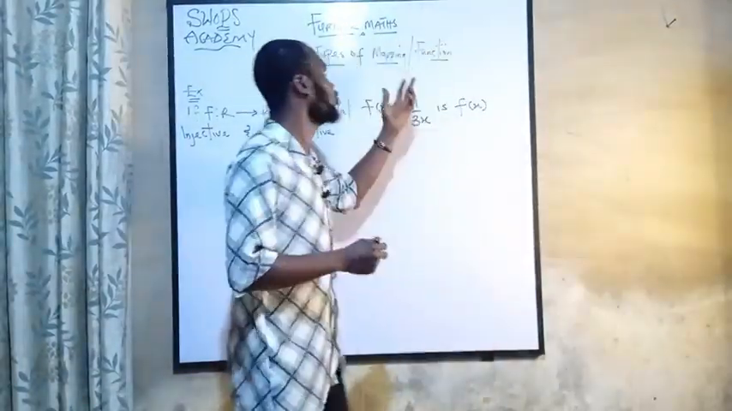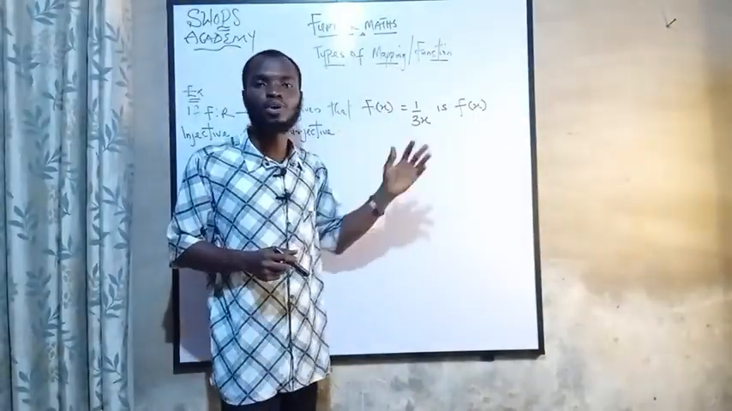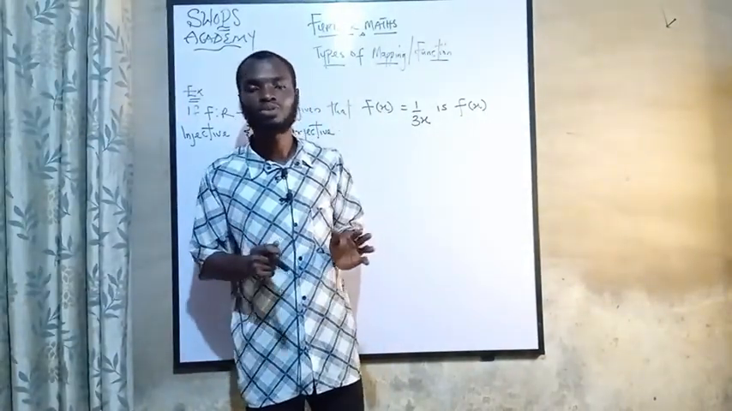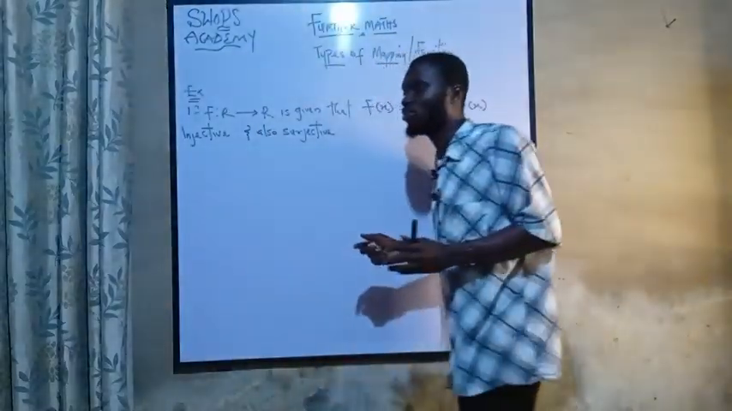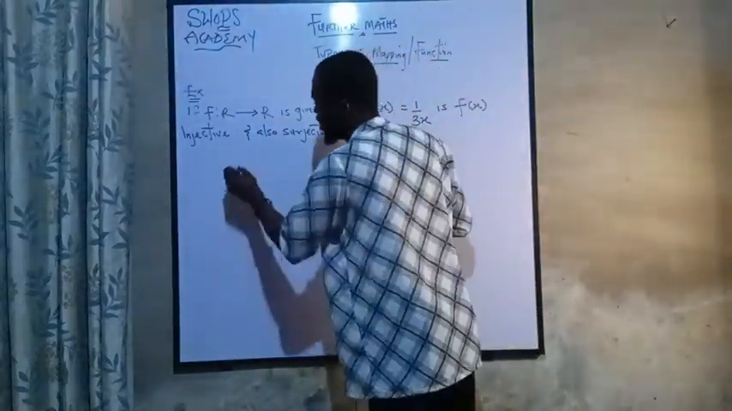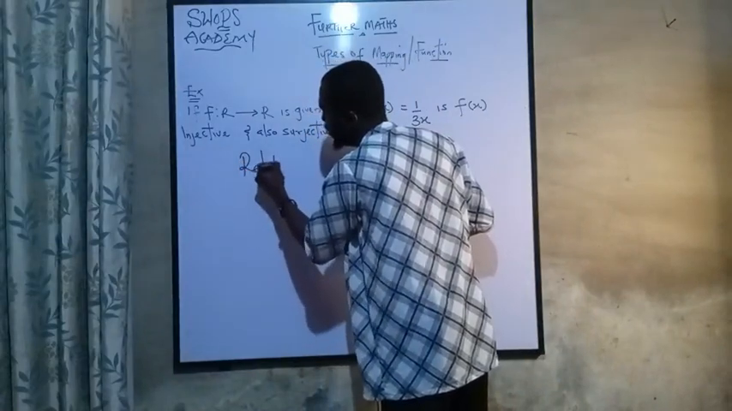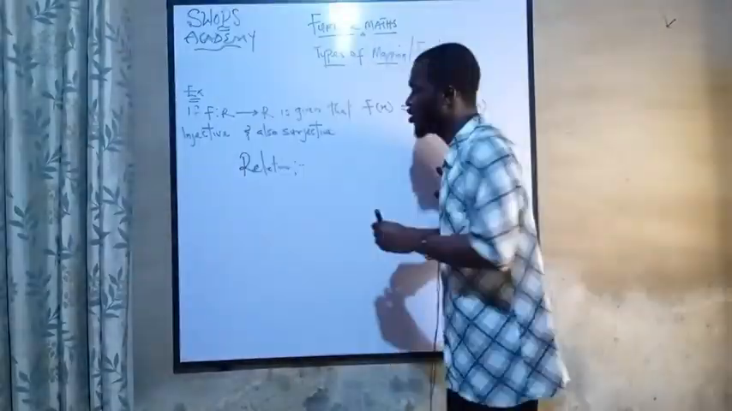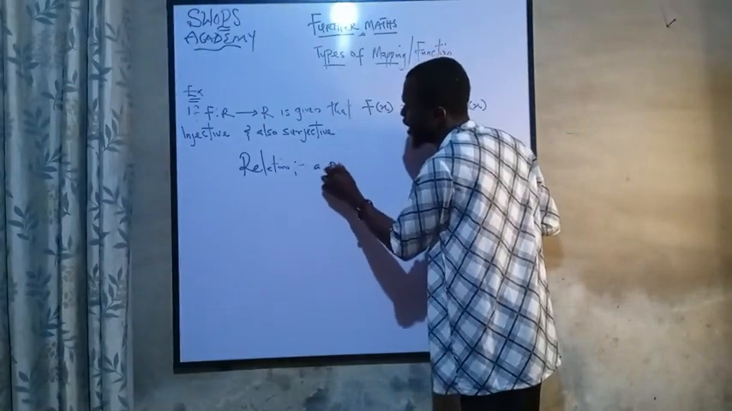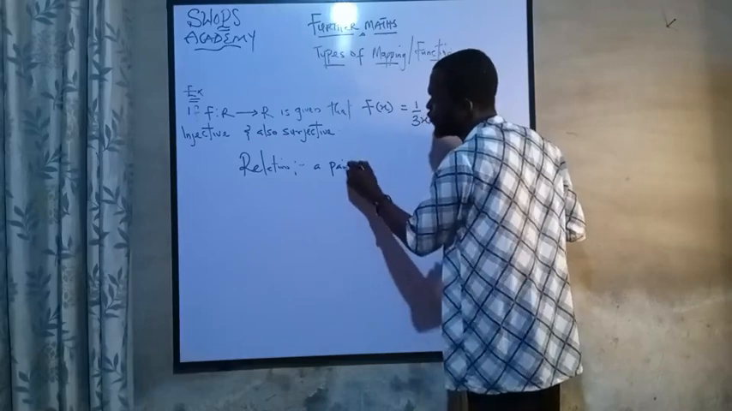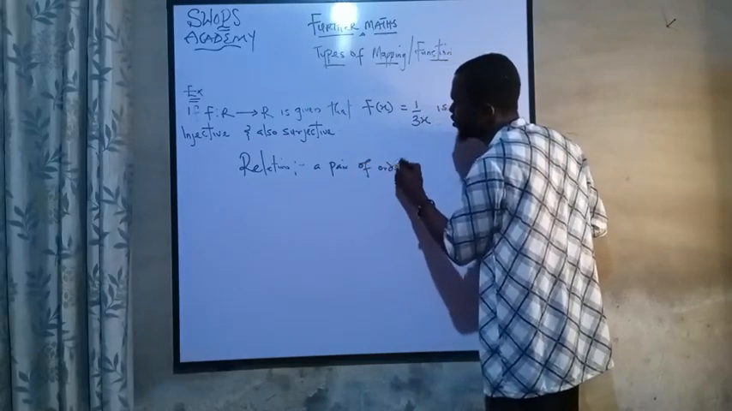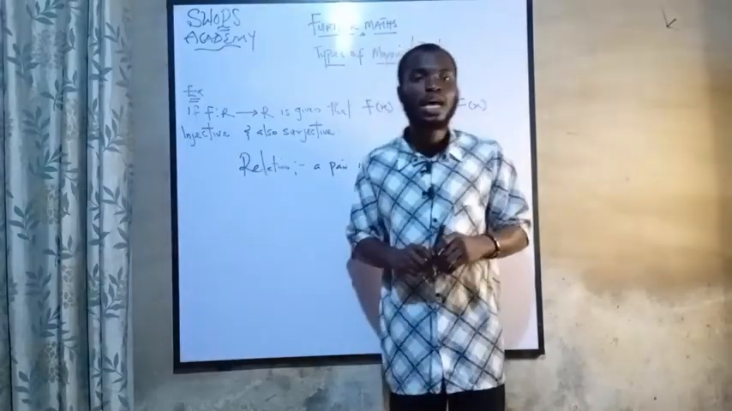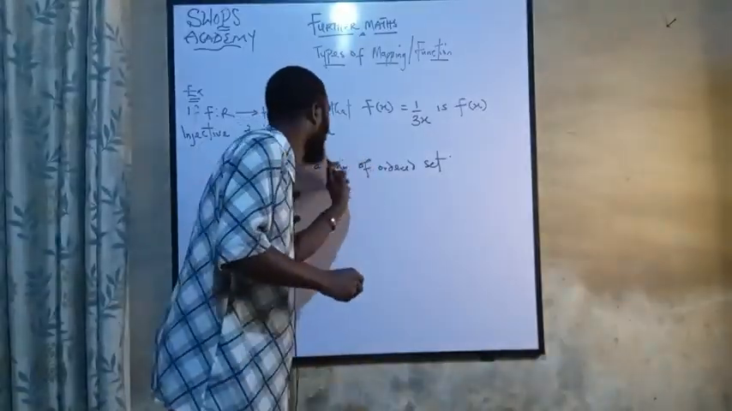Note that these two words came from a topic known as relation. What do we mean by a relation? As far as further math is concerned, a relation means a pair of ordered sets. Then what do we mean by this pair of ordered sets?